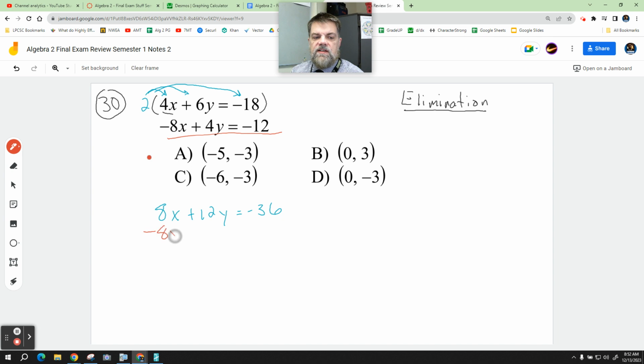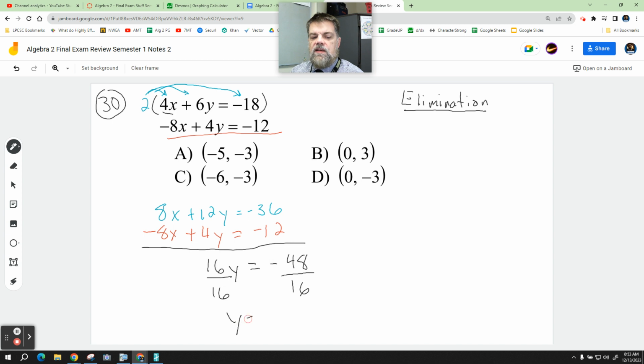Negative 8x plus 4y is equal to negative 12. You add those up vertically. 8x minus 8x is 0x. 12y plus 4y is 16y. And then negative 36 minus 12 is actually negative 48. Divide both sides by 16, and I get y equals negative 3.